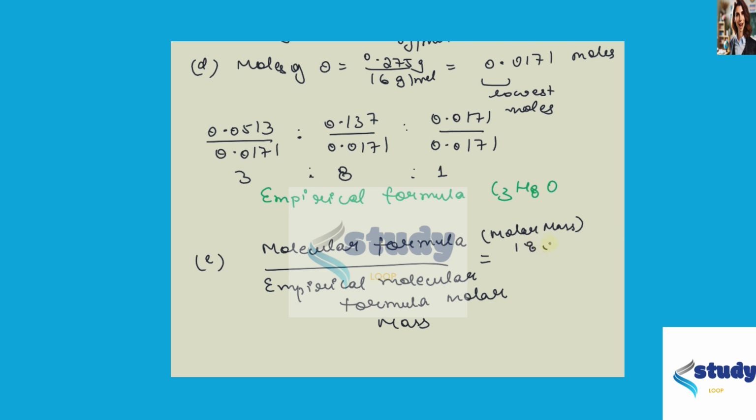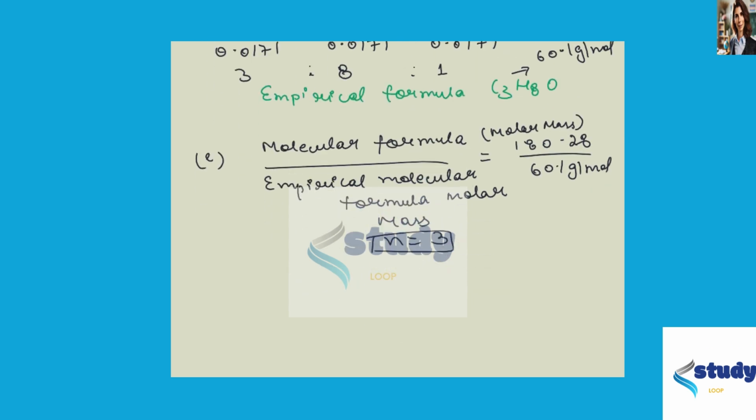So here it comes to be 180.28 divided by the molar mass of the empirical formula, which is 60.01 gram per mole. So here we find the n factor, n is equal to 3. So the molecular formula is equal to C9H24O3. I hope this video is useful for you to understand this problem.